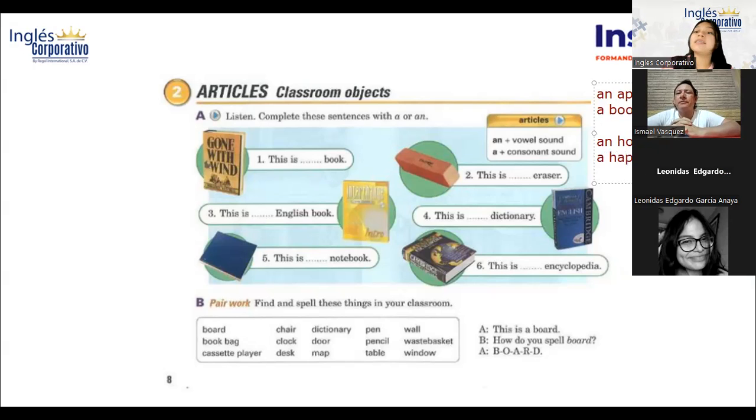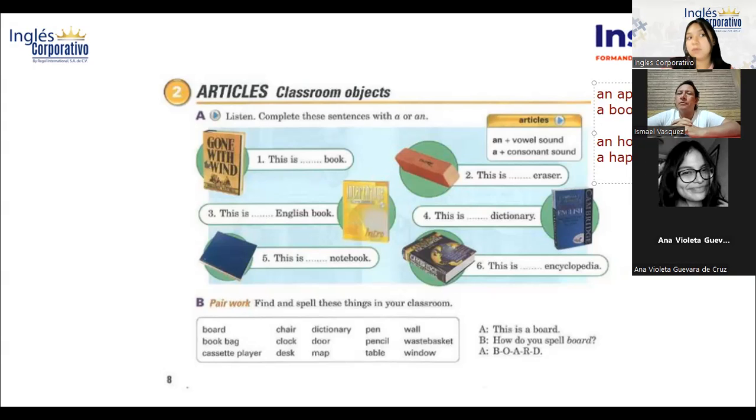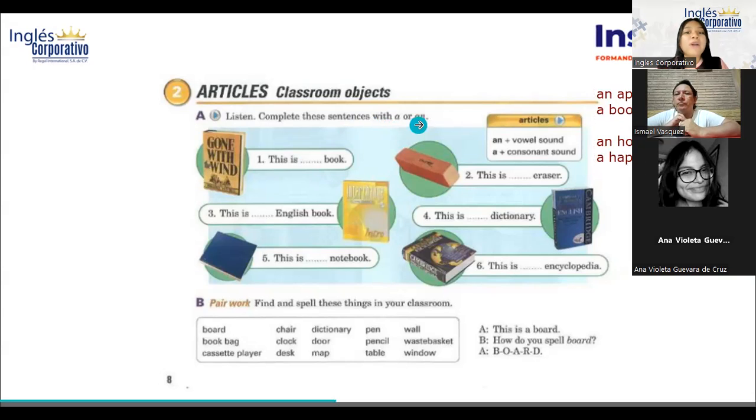A happy person. Porque esta H sí se dice con la J. A happy person. Okay, very good. Excellent. All right, guys. So let's move. Vamos a poner a or an.